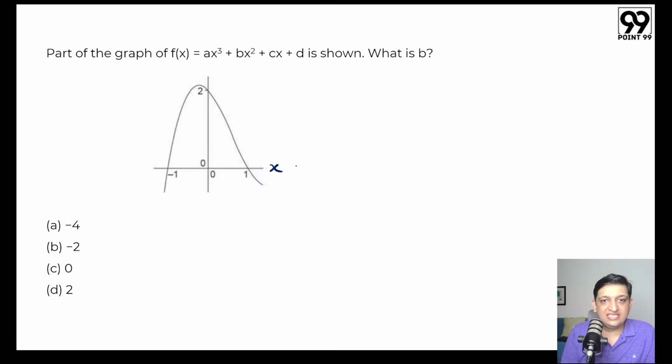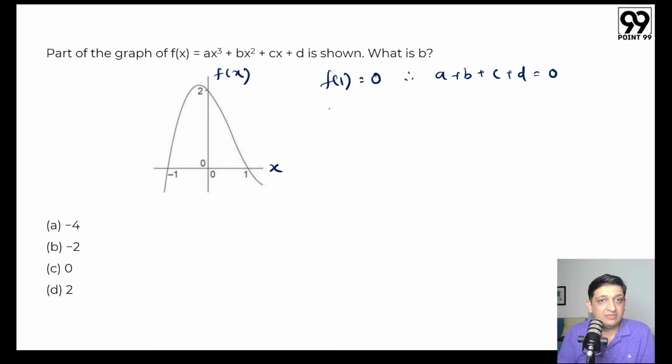So of course, this is the x axis, which means that you can plug in values from x here, and this is the y axis, which is the representation of f of x here. So what can we see here? We can see that when x equals 1, f of 1 will be equal to 0 because this is lying on the x axis. Therefore, we can say that if x equals 1, a plus b plus c plus d equals 0. That is something that I will be able to figure out.